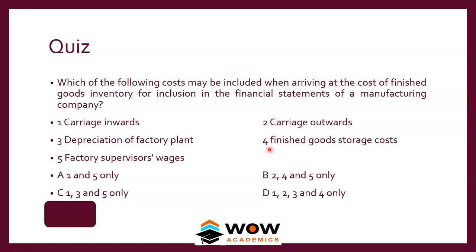Finished goods storage cost, no. Only up to production cost we can take. After production, the storing and all, we should not take. Factory supervisor's wage, that we can take because it is because of his supervision that the goods get produced. So 1, 3 and 5 are the answer. So C should be the answer. So the answer is C.